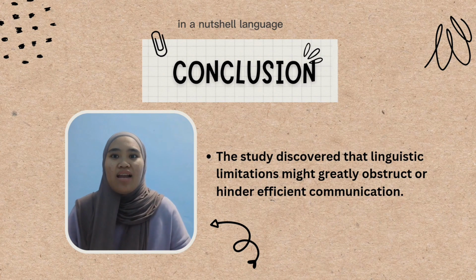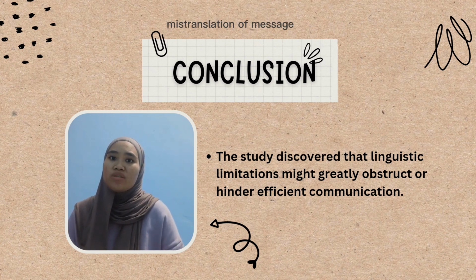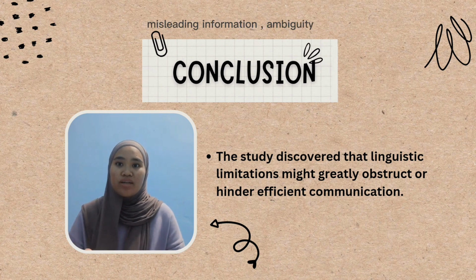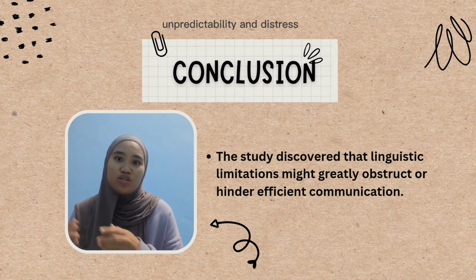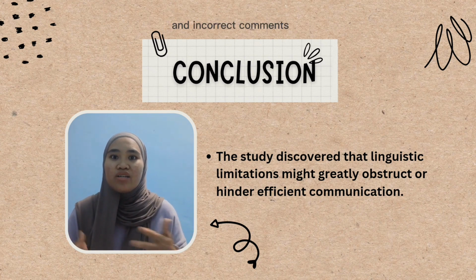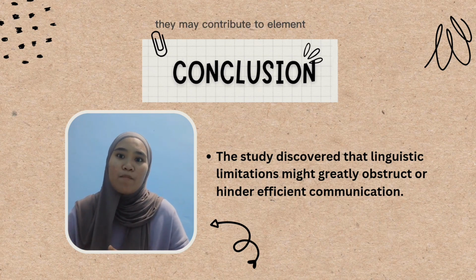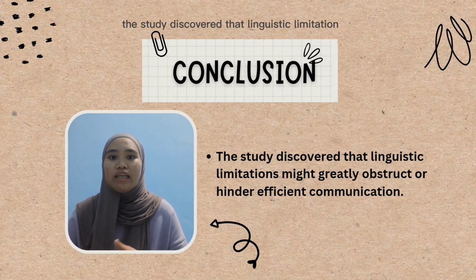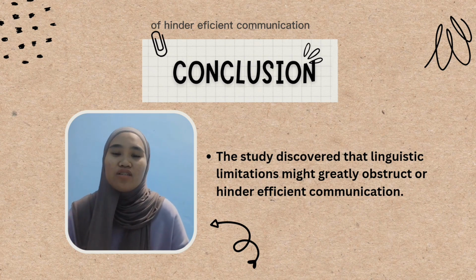In a nutshell, language barrier can result in communication difficulties like misreading, mistranslation of message, distorted message, misleading information, ambiguity, suspiciousness, unpredictability, and distress. They can also cause insufficient and incorrect comments, aerospace and maritime accidents, and disaster. They may contribute to elements that prevent communication protocol. The study discovered that linguistic limitation might greatly obstruct or hinder efficient communication.